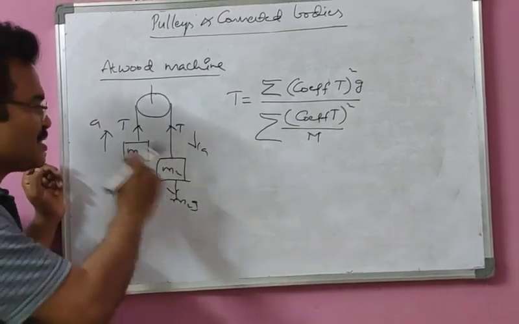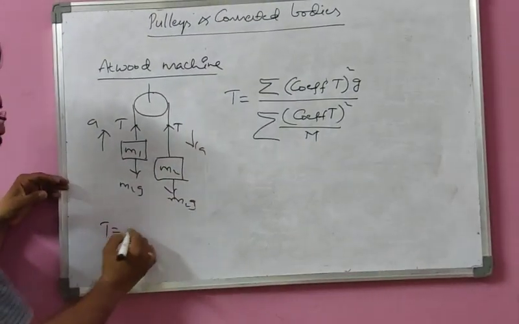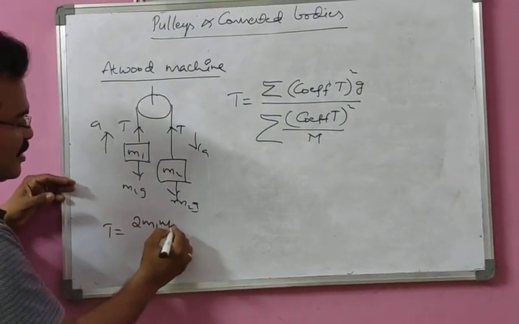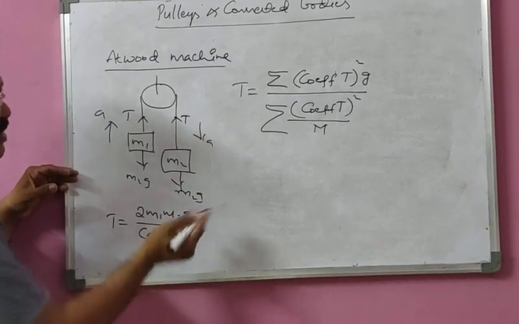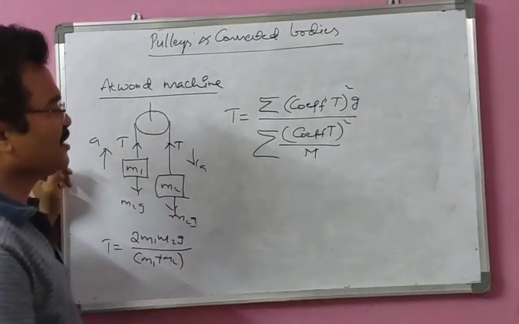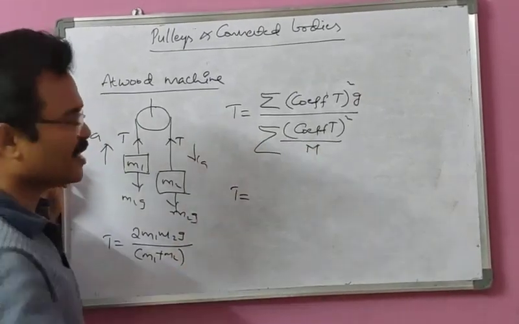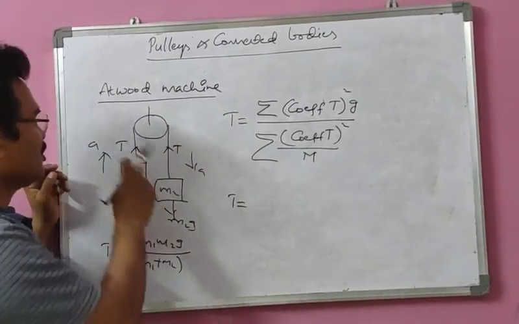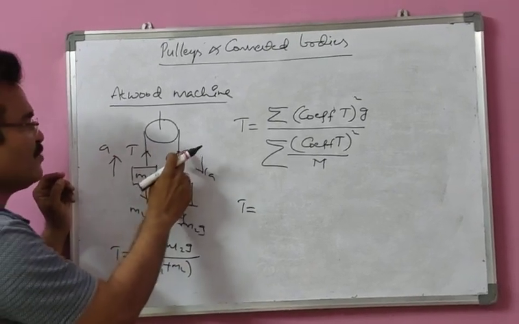How to apply? Let us see in this case here. Already for this we got the tension value as T equal to 2M1M2g by (M1 plus M2) after solving the equations. Now let us try to get this one. So T equal to sigma is there, meaning we have to make it a sum. How many tensions are there? Two tensions are there. What is the coefficient of T1?